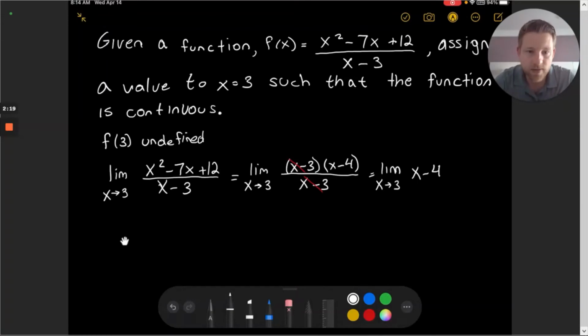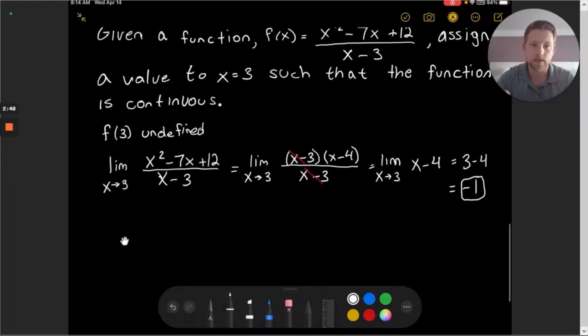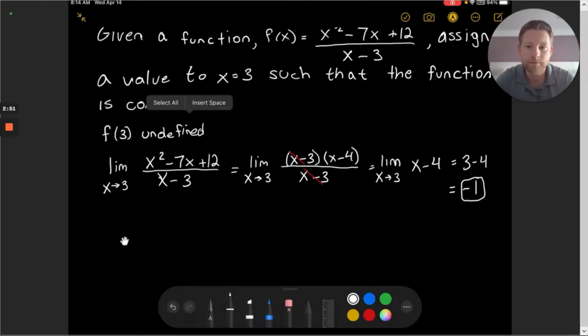We can evaluate this limit, x minus 4, at 3, and that would give us 3 minus 4, or what we'll call negative 1. So this is our limit value as x approaches 3. That exists. So this is, in fact, the value that I want to assign to f of 3 to make this function continuous. So if I wanted to rewrite this function, I could write the function here.